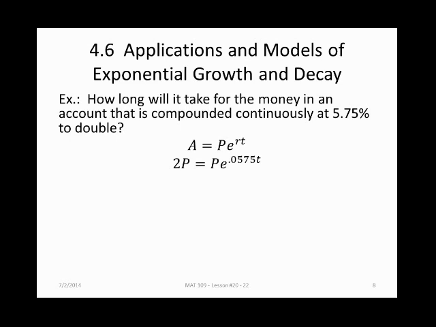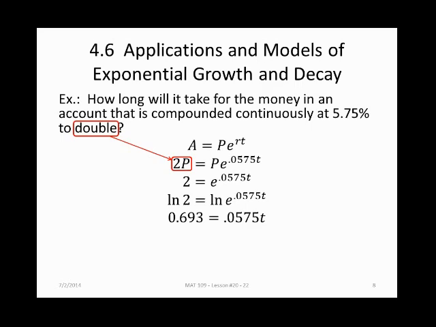So 2P is what we're going to put in for A. We put our interest rate in here. We have a common factor here and here. We can divide that common factor out. So we just get 2 equals e to that. Then take the natural logarithm. When we take the logarithm of e raised to a power, we get 0.0575 times t. Divide by the coefficient, and we get t is just a little over 12.